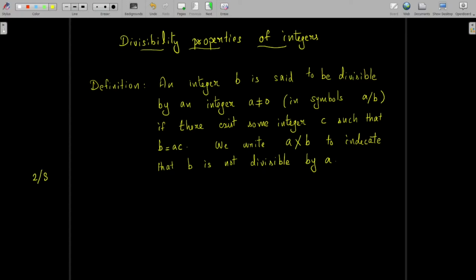2 divides 8 means that 8 can be written in the form 2 into an integer, which is 4 here. In our definition, c equals 4 here. Likewise, a divides b means that there exists an integer c such that b is equal to a into c.